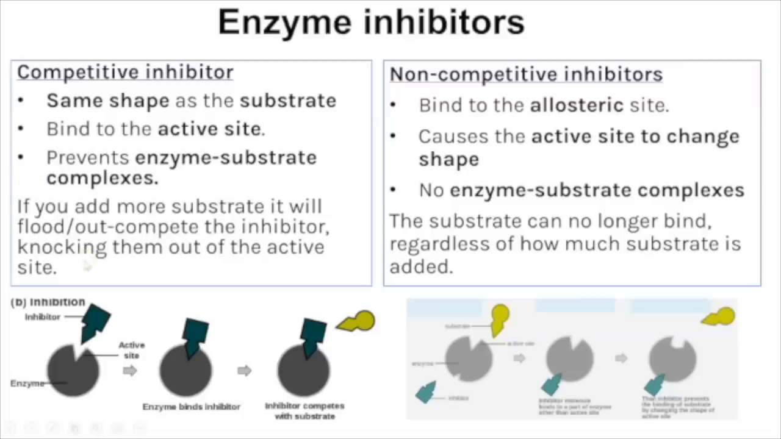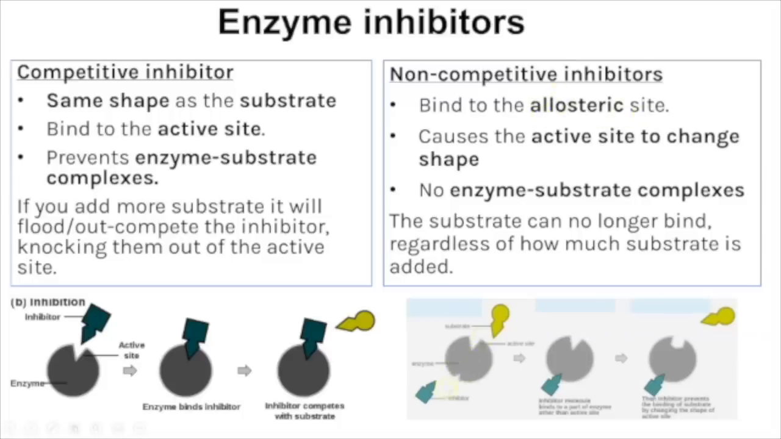So if you add more substrate, for a competitive inhibitor, the substrate will eventually be able to knock out the inhibitor and take its place. Therefore, with a very, very high concentration of substrate, the effect of the inhibitor is no longer seen.